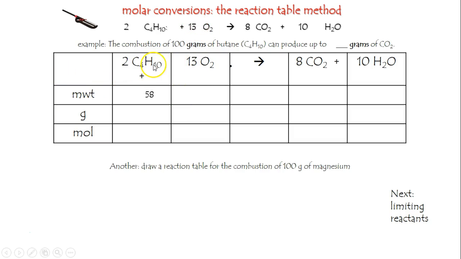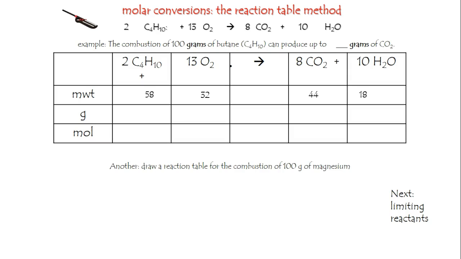I would recommend you set up your table, one column for each reactant and product, and determine the molecular weight. MWT means the molecular weight. In the case of butane, it's 58. Right now we're just writing down data: 4 carbons means 12 times 4, plus 10 times 1 added to that makes 58. I'm looking up the average molar masses and rounding from the periodic table. Oxygen is just 32 grams per mole, 44 for carbon dioxide, 18 for water.